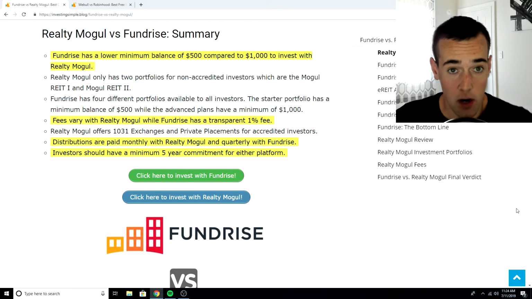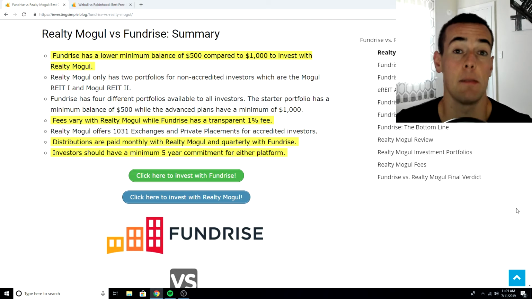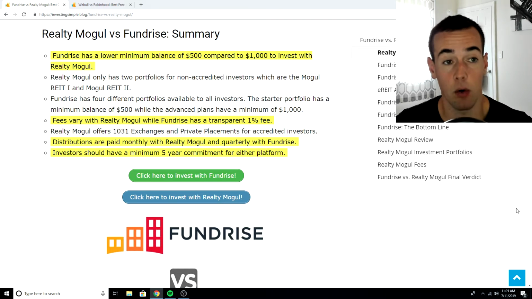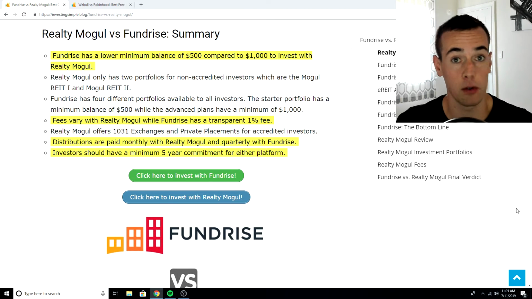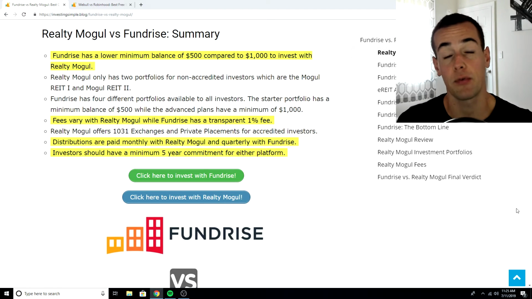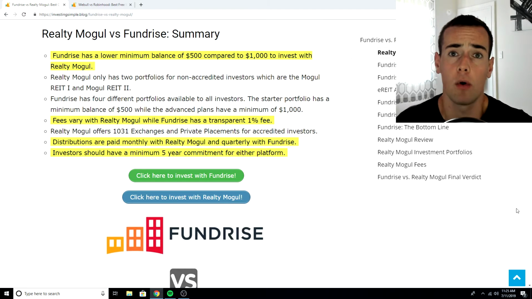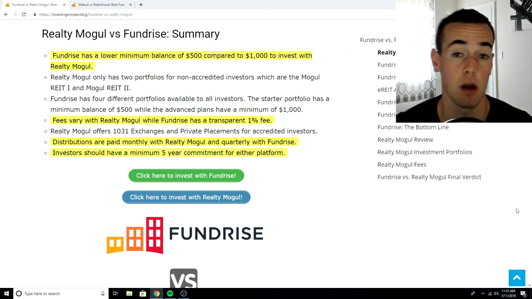So that being said, let's talk about some of the biggest differences between RealtyMogul and Fundrise. Well, first of all, the biggest one is the minimum amount needed to start out with them. So Fundrise offers basically 4 different portfolios. Number one, they have their beginner portfolio or their starter portfolio, which has a minimum investment of just $500. And then their 3 advanced portfolios have a minimum investment of $1,000. RealtyMogul is a little bit different. They essentially only offer 2 different portfolios, the RealtyMogul REIT 1 and RealtyMogul REIT 2, and both of those have a minimum investment of $1,000 to gain exposure to those REITs.